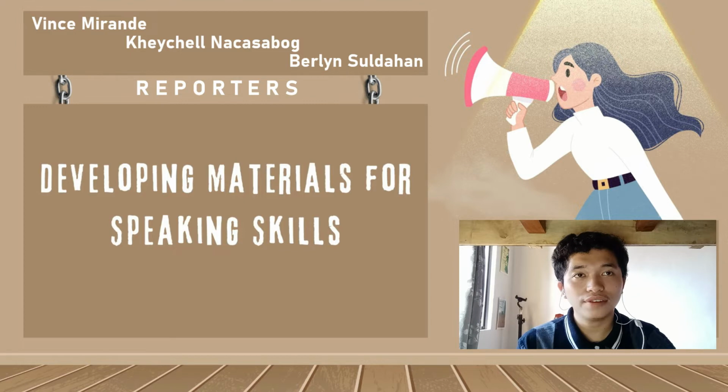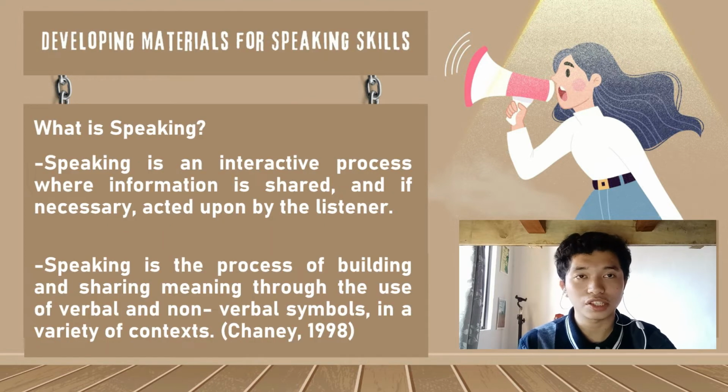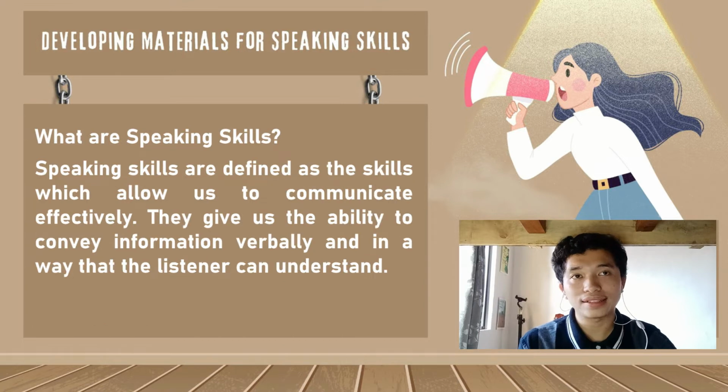To start off, let's first recall what is speaking and its respective skills. So basically, I'm actually doing it right now. Speaking is an interactive process where information is shared and, if necessary, acted upon by the listener. According to Chane in 1998, speaking is the process of building and sharing meaning through the use of verbal and nonverbal symbols in a variety of contexts. On the other hand, speaking skills are the skills which enable us to communicate effectively. They give us the ability to convey information verbally and in a way that the listener can understand.